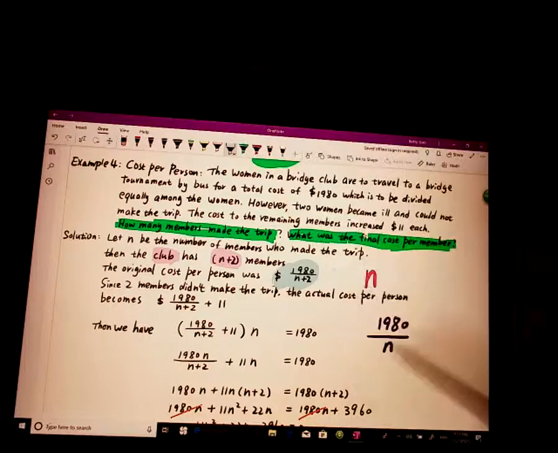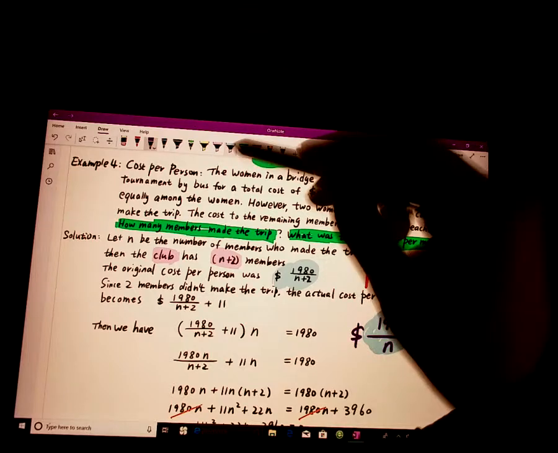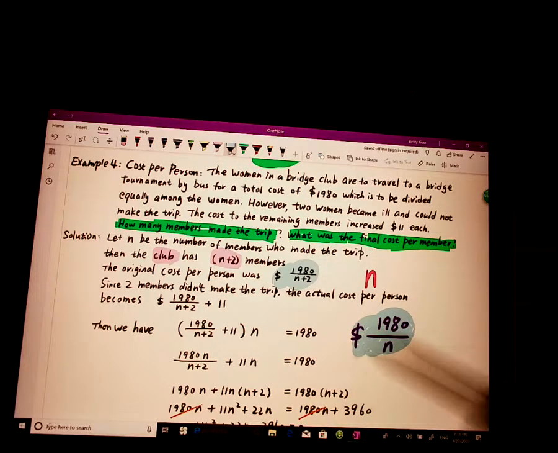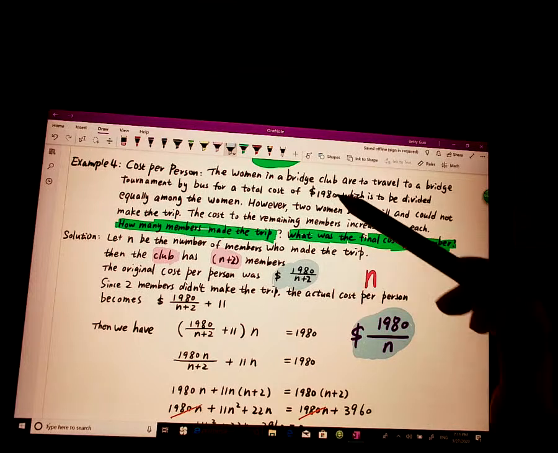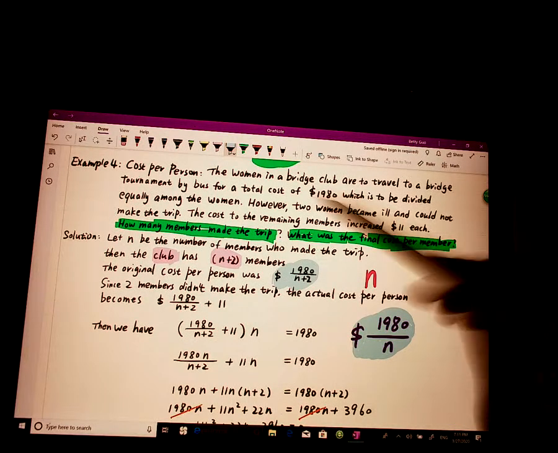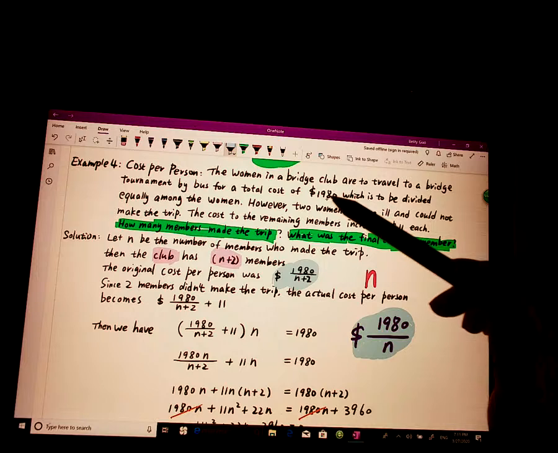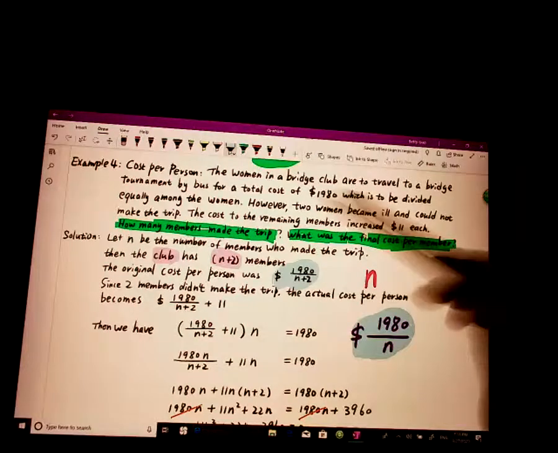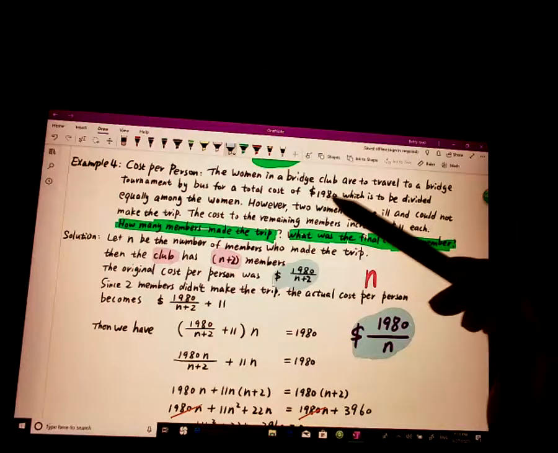So look at the 2 blue parts. Okay, the bus is still going to charge you the same amount of money. They don't care how many people go. The total cost for the bus to make the trip, that's the $1,980, right? Same amount of money.